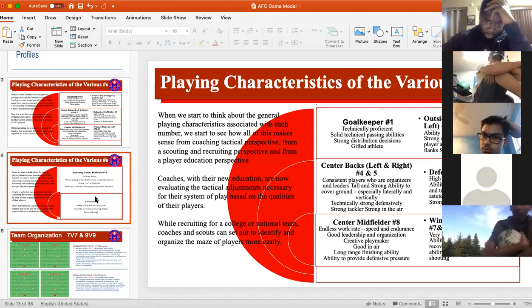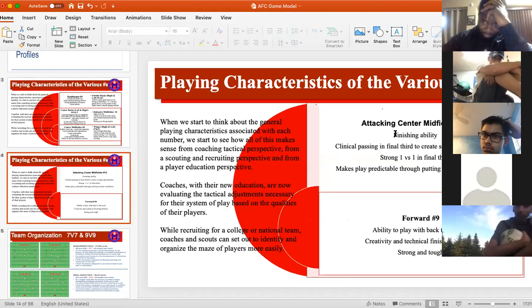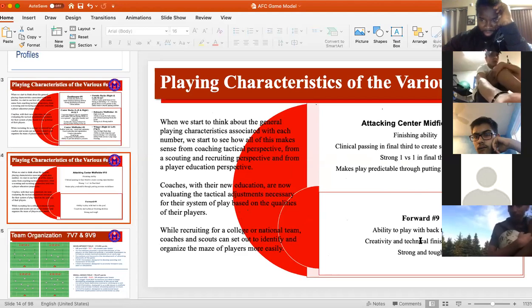And then when you get to number 10, you should have good finishing ability, clinical passing in the final third, create scoring opportunities, 1v1 in the final third, make play unpredictable, putting pressure on the defense. Number 9, ability to play with your back turned to goal, creative, technical finishing ability, and strong technique. Right? You should have that. You should be tough. You should be strong as a number 9.